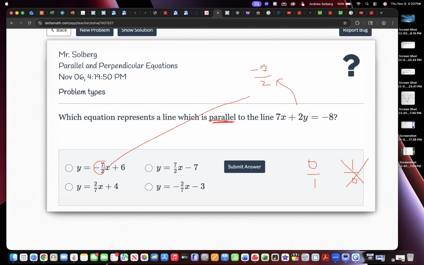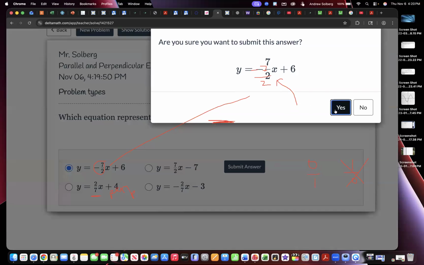Okay, if I wanted perpendicular, I would make it positive and then flip it, so 2/7. So this one is perpendicular. This one would be my answer if it asked for perpendicular, but it asked for parallel, so I would just choose this one here.